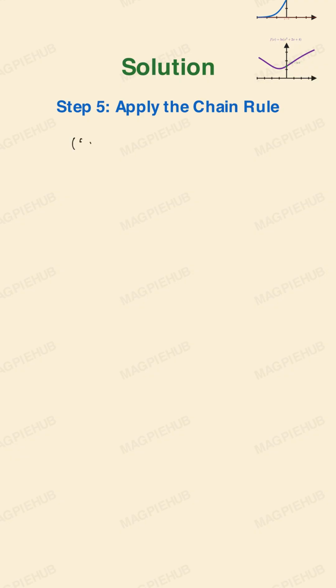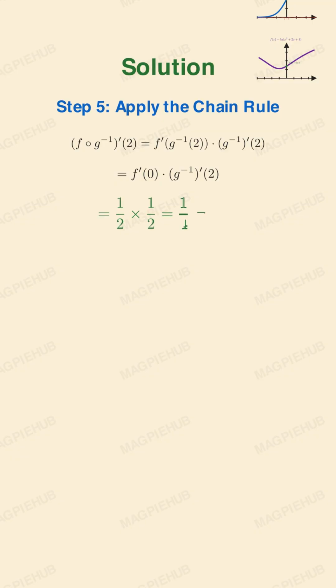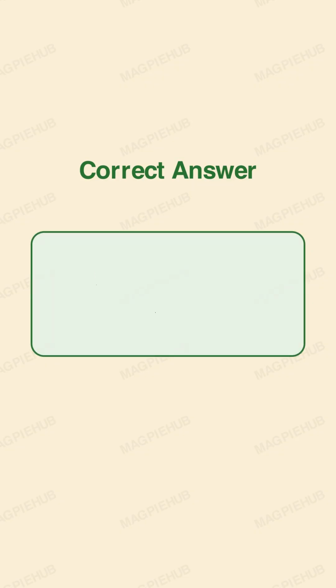Step 5. Apply the chain rule. The derivative of f composed with g inverse at 2 equals f prime at g inverse of 2 times g inverse prime at 2. That is f prime at 0 times g inverse prime at 2, which equals 1/2 times 1/2, giving us 1/4 or 0.25. The correct answer is 1/4 or 0.25.